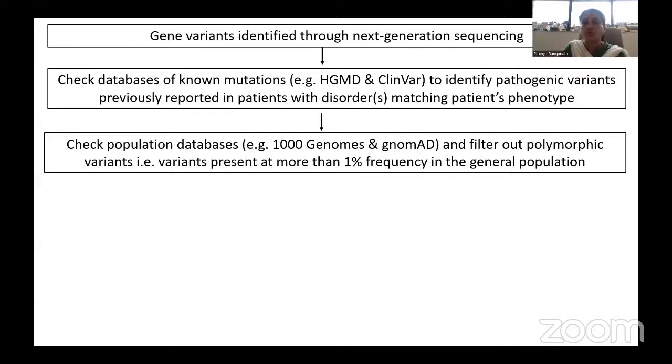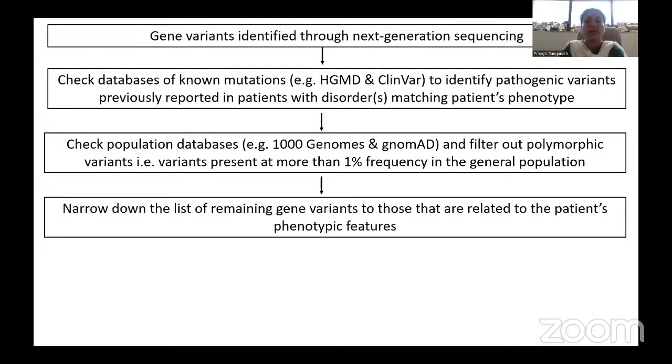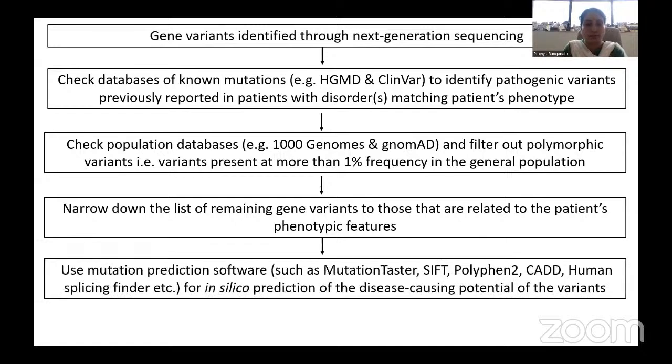The known mutation databases that we often use are HGMD and ClinVar. The population databases that we often use for checking for polymorphic variants include 1000 Genomes and gnomAD. There are many others as well. Then after all of this, you narrow down the list of variants and then you see which of them matches well with the patient's phenotype. That's why I said in the beginning, thorough phenotype delineation is absolutely important if you want a better genetic report.